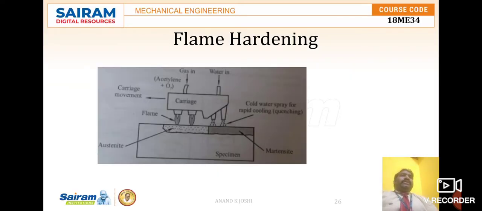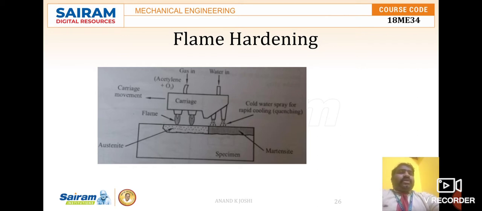Just observe this figure. Flame hardening is a process of selective hardening method, which involves heating the surface of a steel specimen with an oxyacetylene flame to the austenite range, and then immediately quenching the surface with cold water. Heating transforms the structure of the surface layer to austenite, while quenching changes the austenite to martensite. So only the heated surface, to a certain depth, becomes hard, while the core remains soft and tough. This depth of hardening depends on the heat supplied per unit surface area per unit time.